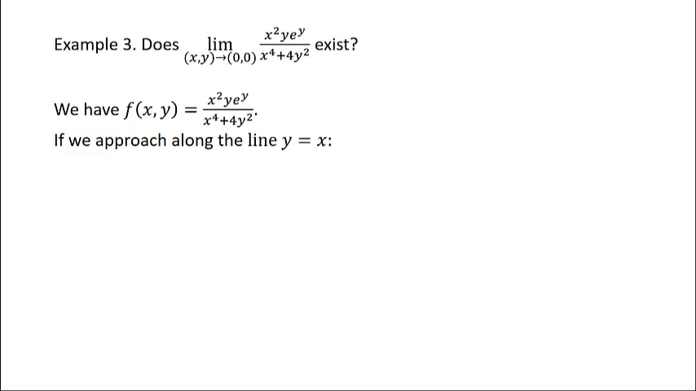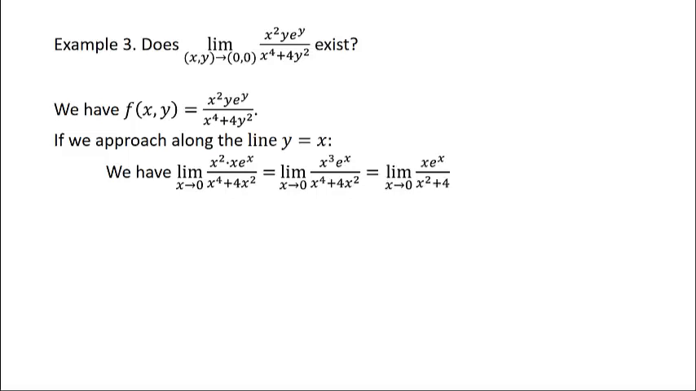So maybe you'll start by approaching along the line y equals x. In that case, you'll have the limit as x approaches 0 of x squared times x e to the x divided by x to the fourth plus 4x squared. This becomes the limit as x approaches 0 of x cubed e to the x divided by x to the fourth plus 4x squared. Factoring out and canceling an x squared, we're left with the limit as x approaches 0 of x e to the x over x squared plus 4. Evaluating at x equals 0, we get the limit of 0.